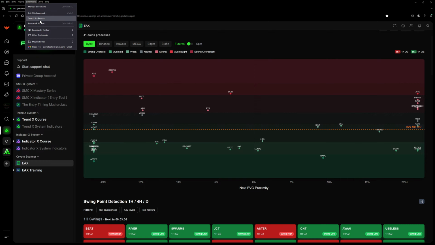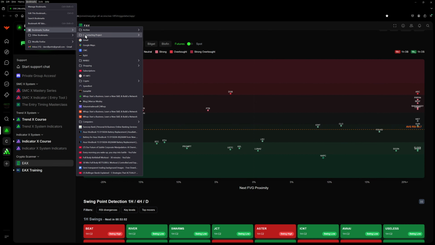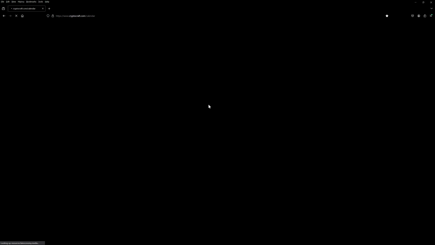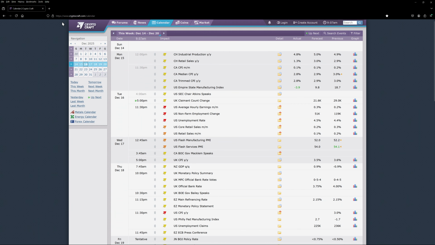I don't know where I put it. It's such a mess here. So right here. This here is a website you could go to, cryptocraft.com/calendar, and it'll tell you things that are going on. And usually when there's a red arrow, it's usually something that's going to affect the markets. And now that Bitcoin is a big asset with the big players, it's going to be affected.